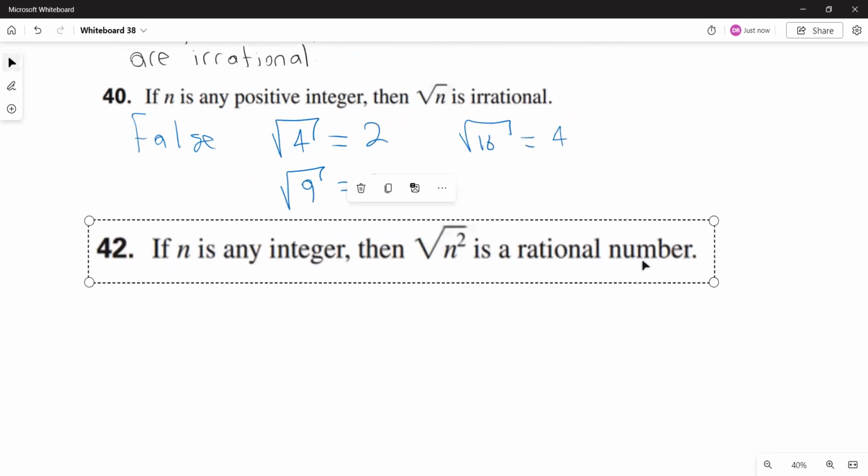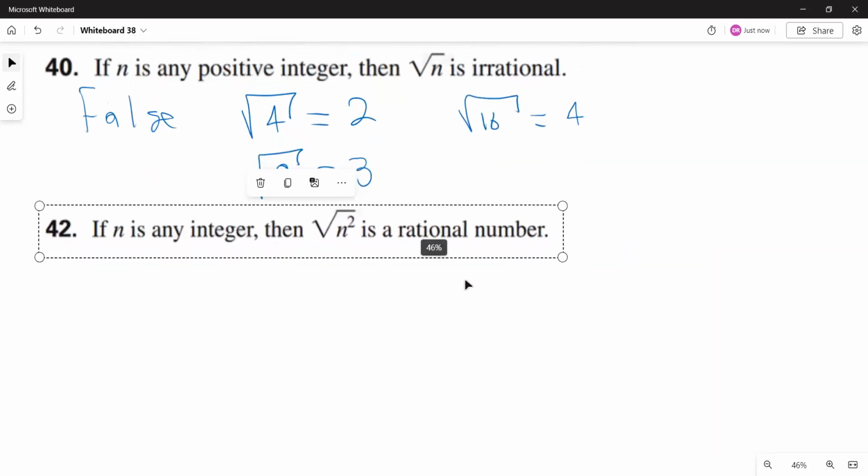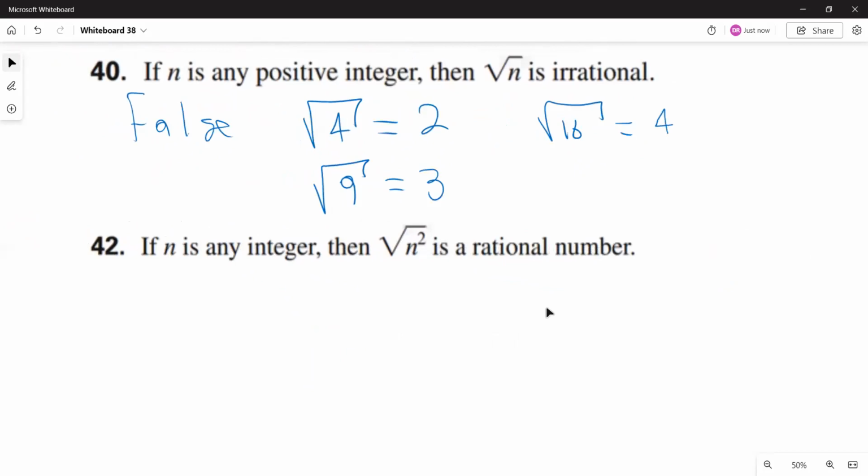If n is any integer, then the square root of n squared is a rational number. Well, this one is true.